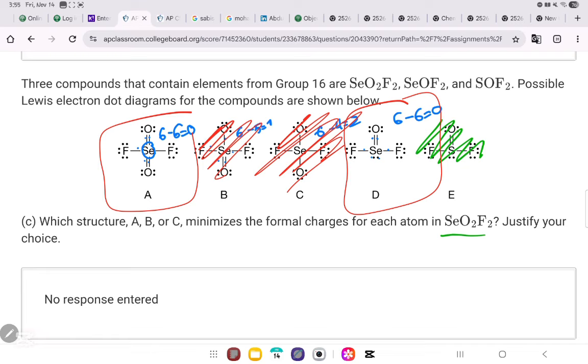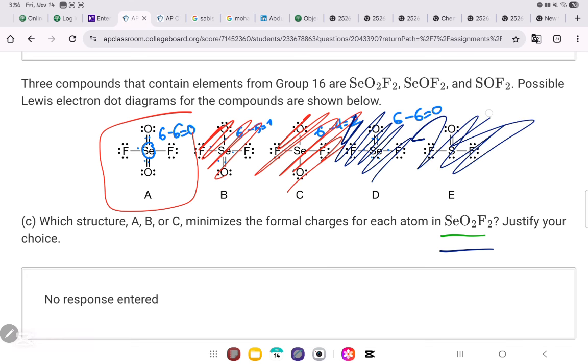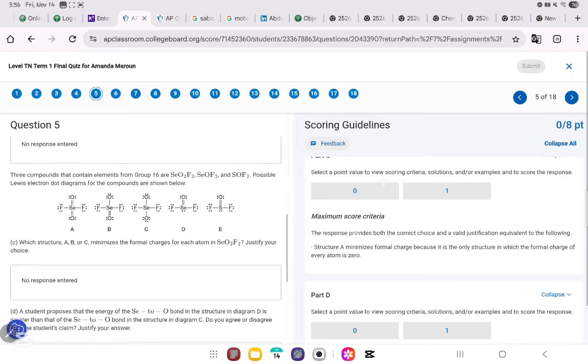Now, looking at both of them, I can see directly that this one is wrong. Why? Because my compound is SeO2F2. This is SeOF2. I don't have the second O, so directly I consider this to be wrong. And so I'm left with my only option being A. Now, let's check. Hopefully the answer is A and I didn't spend all of this for nothing.